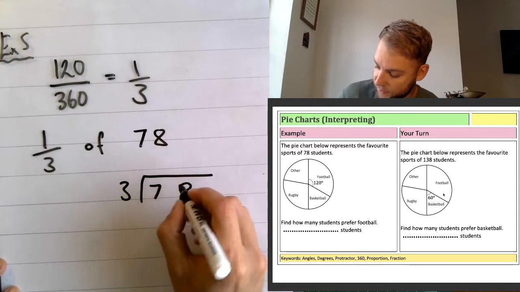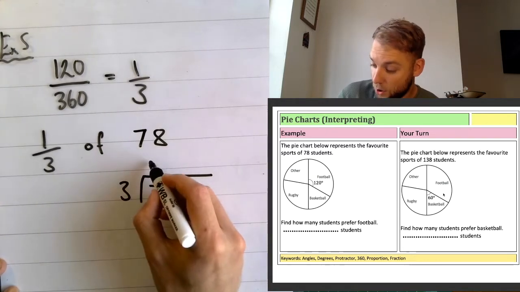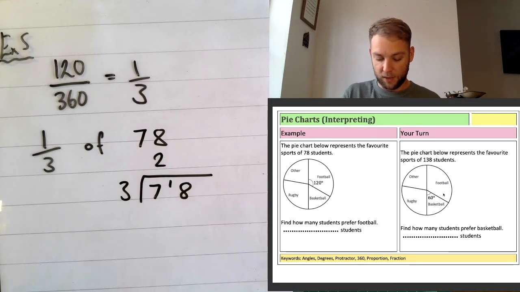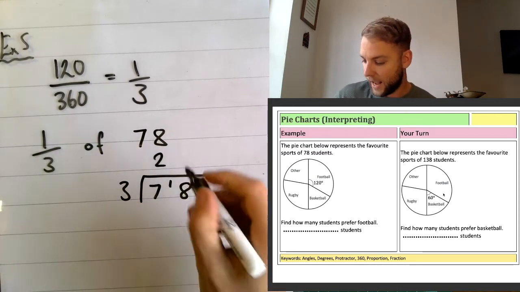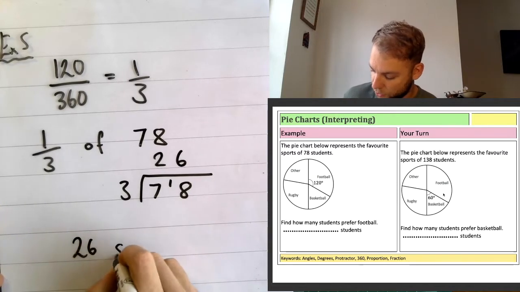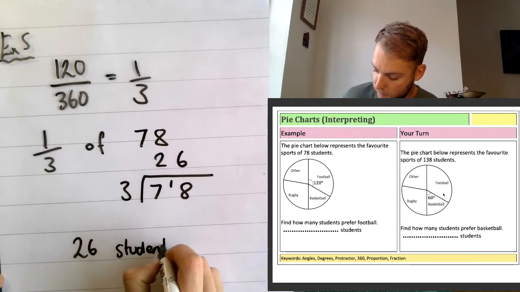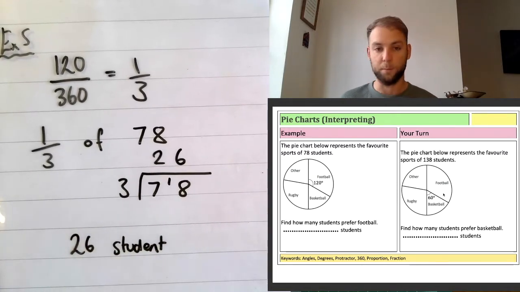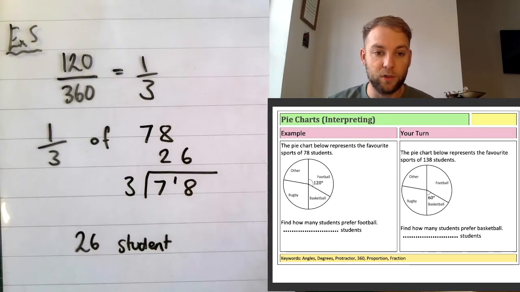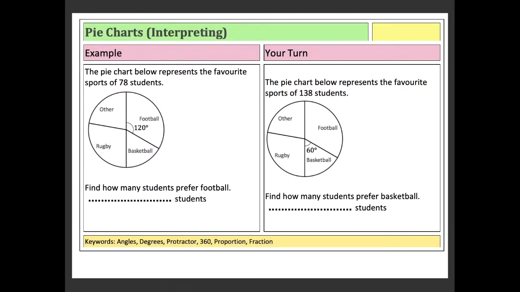How many times does 3 go into 78? How many times does 3 go into 7? 3, 6, twice, carry the 1. How many times does 3 go into 18? 3, 6, 9, 12, 15, 18, so 6. So 26. That means there are 26 students who prefer football. Super. Okay, so maybe pause now and have a little go at that one on the right hand side.